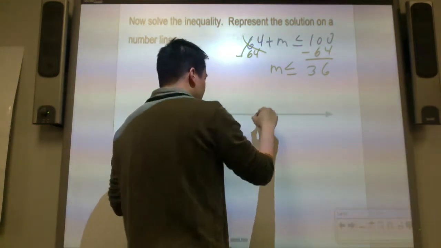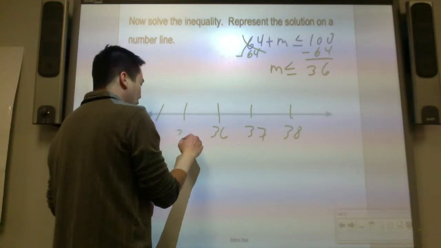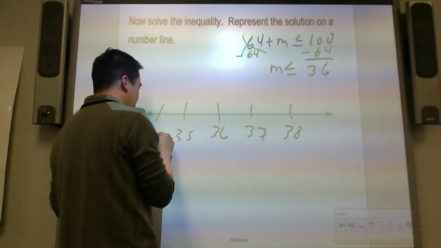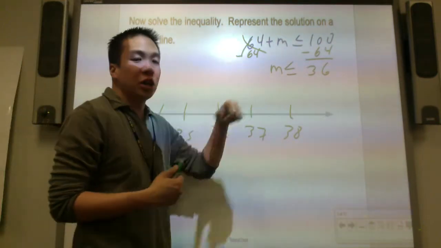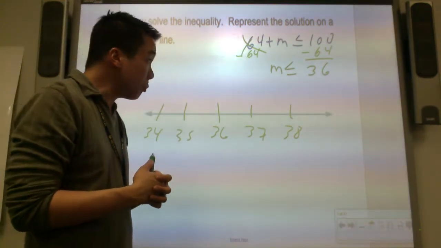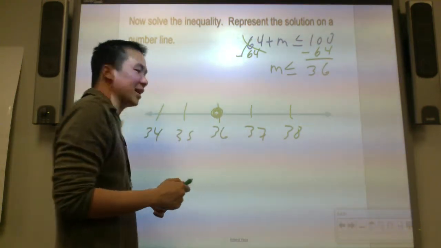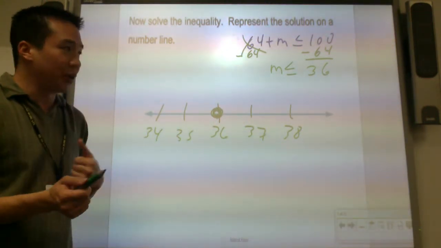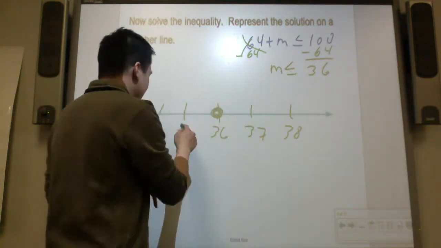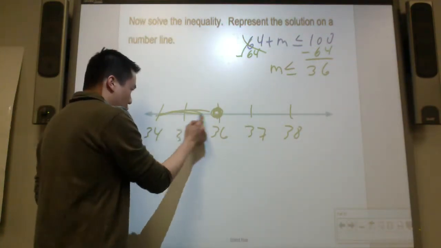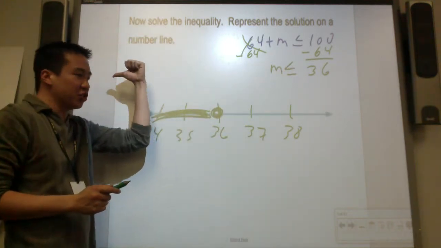What are two integers to the right of 36? 37 and 38. What are two integers to the left of 36? 34 and 35. So are we including 36? It is a closed dot. She can make 36 text messages, so it should still be okay. But what numbers are less than 36? 35 is less than 36. 34 is less than 36. Do you see how this arrow is facing the direction to the left?